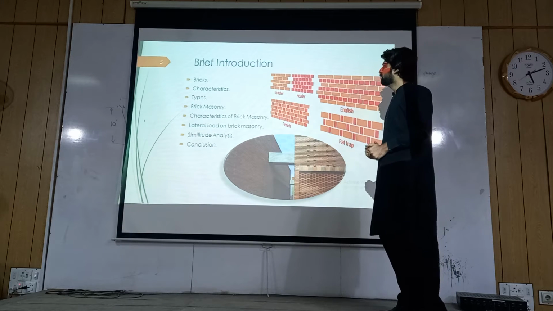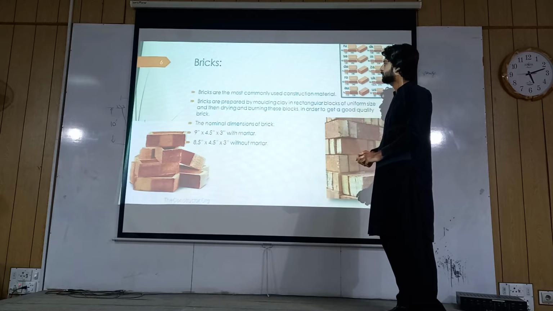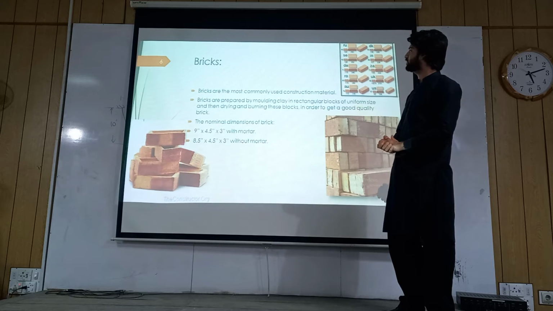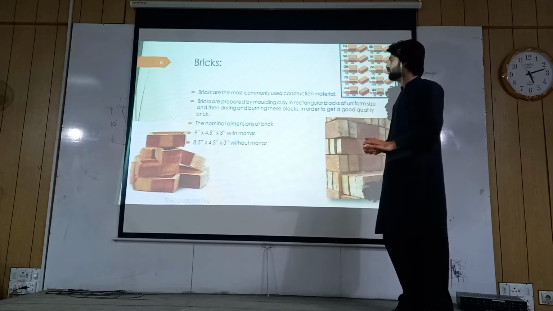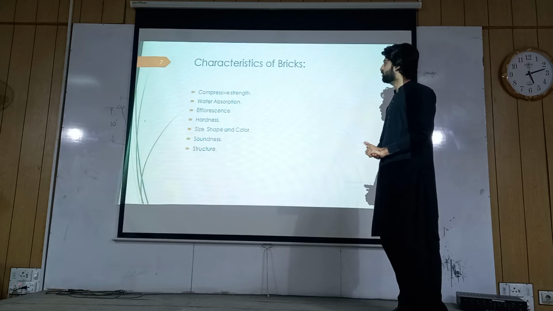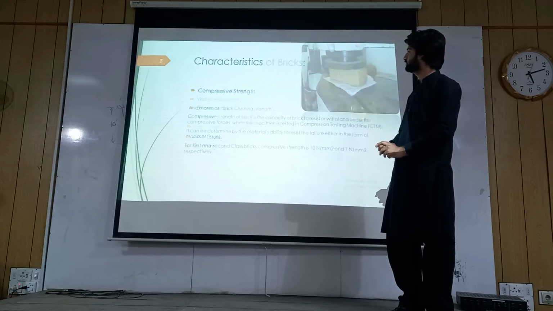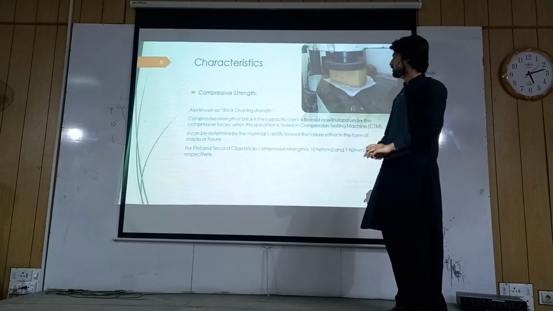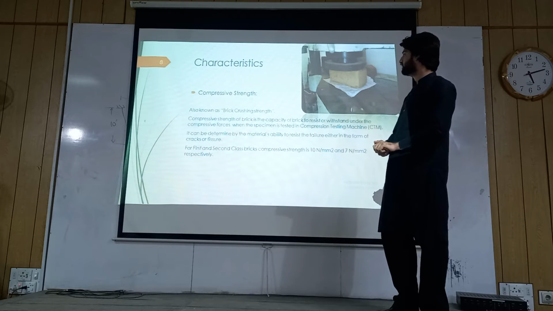Brief introduction. We will see these brief introductions one by one. Next, bricks. As we have said, the majority of our construction is of bricks. So bricks are the most commonly used construction material. They are prepared by molding clay and are rectangular. Characteristics of brick: compressive strength, water absorption. These are the various characteristics of brick. Compressive strength is also known as brick crushing strength. Compressive strength of brick is the capacity of brick to resist or withstand compressive forces.